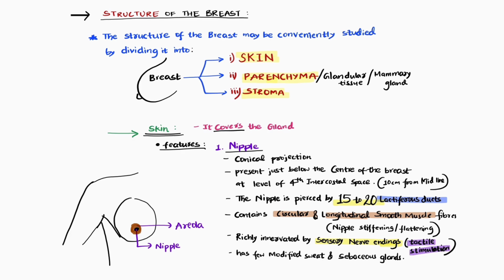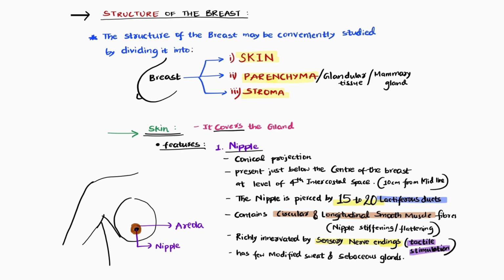First one is the nipple. It is a conical projection we can see externally. It presents just below the center of the breast at the level of the fourth intercostal space, that is 10 centimeters from the midline. As you can see in the picture displayed, the dark dot is the nipple, which is a conical projection you can see externally. The nipple is pierced by 15 to 20 lactiferous ducts. We'll discuss what these lactiferous ducts are in the diagram.